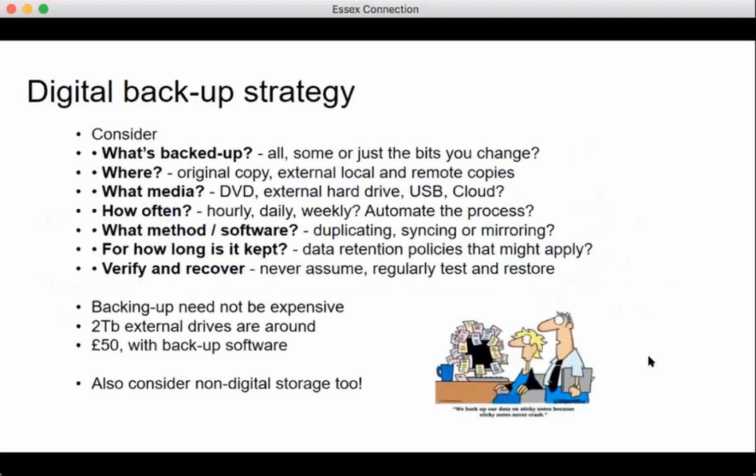Another aspect to consider is having a digital backup strategy to avoid data loss or data destruction. And there are multiple things to consider here. So what do we need to back up, where, what type of media we can use, how often we need to duplicate or synchronize the information backed up, how long do we need to keep it, and here there might be different data retention policies that apply, of course, as advised, for example, by your ethics committee. Also, it's very important that you check these backups regularly to ensure that they're still in working condition.